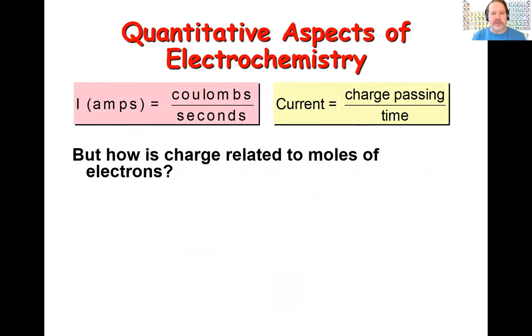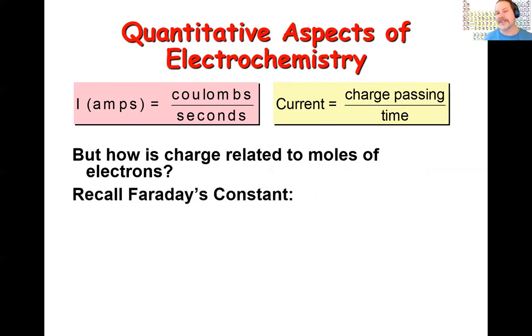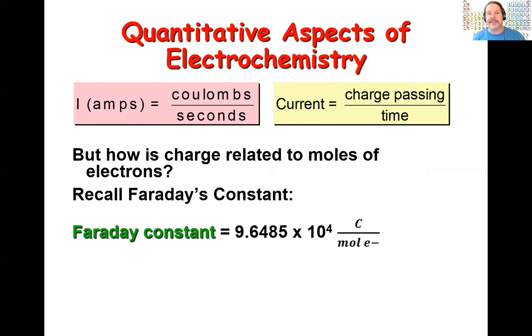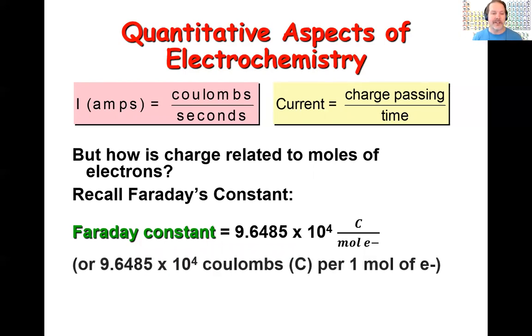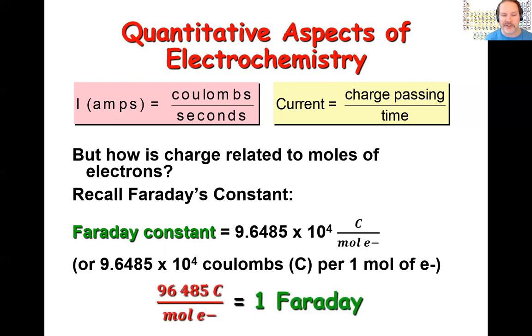All right, so how is the charge related to the moles of electrons? We need to get this charge and electrons connected, and this is where Faraday's constant comes in. It makes this amazing connection for us. Faraday's constant is 9.6485 times 10 to the fourth coulombs per mole of electrons. So we've got a conversion factor here. It's all perfect now: 96,485 coulombs per 1 mole of electrons. If you have two things that are equal to each other in a fraction, it's nothing but a big conversion factor for us. Okay, that's what a Faraday is.